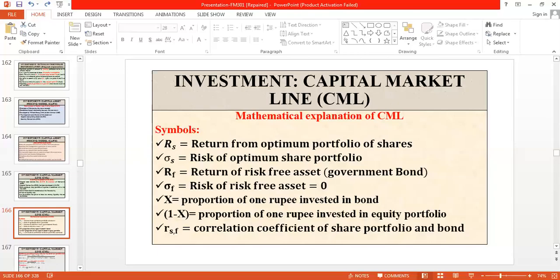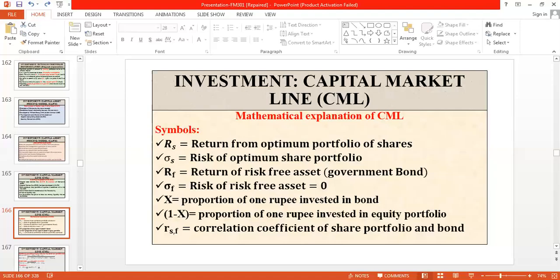Then next is X. X will indicate the proportion of 1 rupee invested in the bond. Now we are distributing the 1 rupee between the bond and the optimum portfolio. In what proportion will we buy the bond? That is X. That means if you deduct X from 1, you will get the proportion of 1 rupee invested in risky shares. And the last one is the correlation coefficient of the share portfolio and the bond.